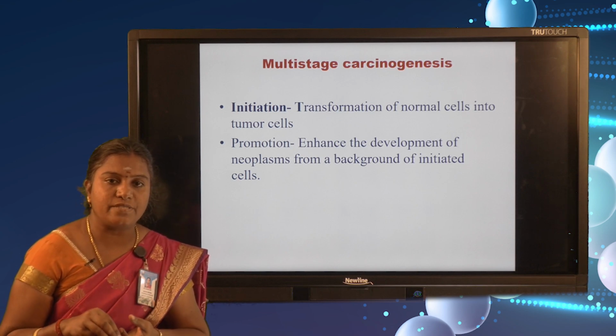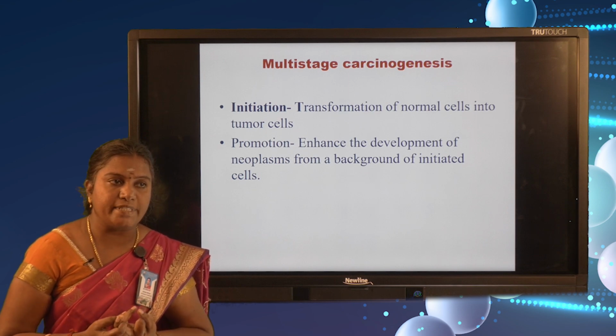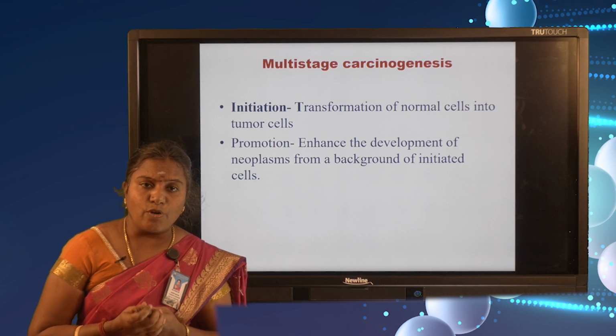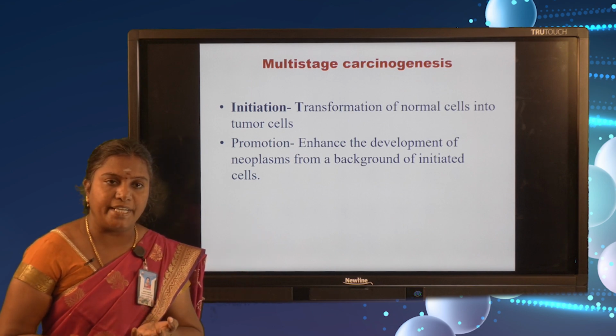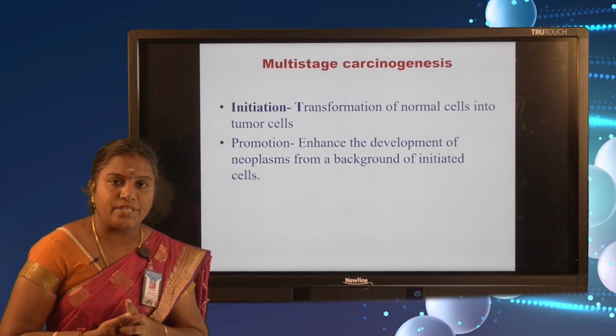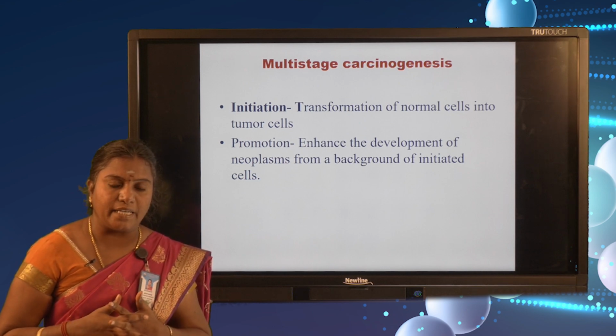What are these? First are oncogenes, proto-oncogenes, and some of the DNA repair genes. These three types of genes are involved in genetic instability, and then chromosomal aberrations, micronucleus formation, and mutations, including some point mutations.